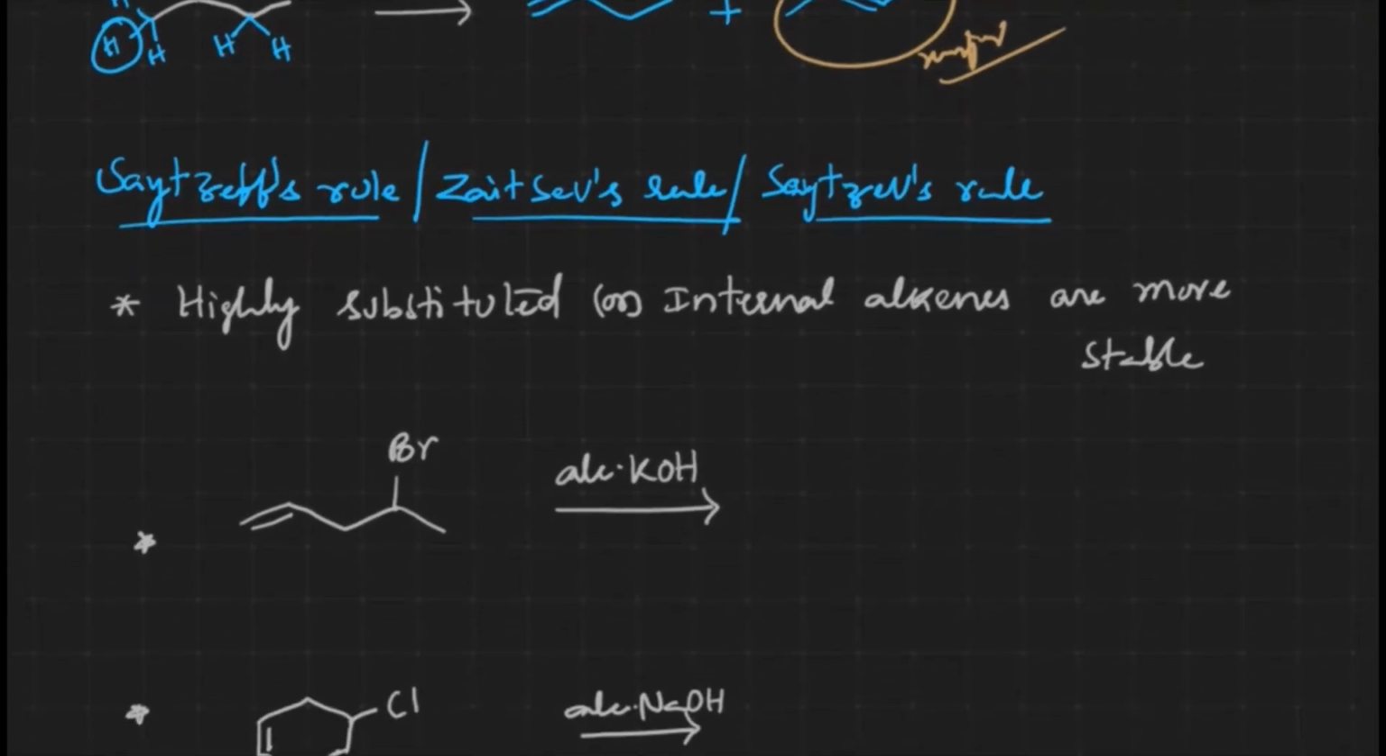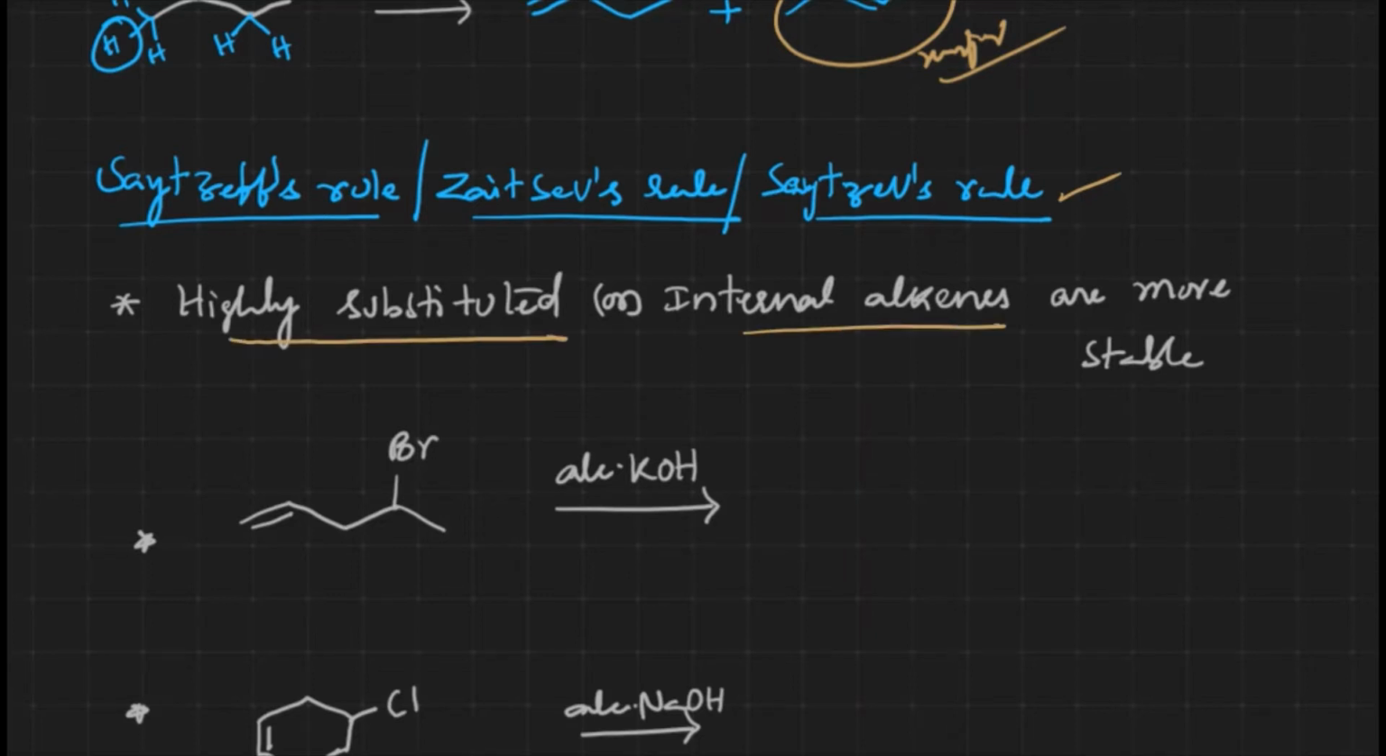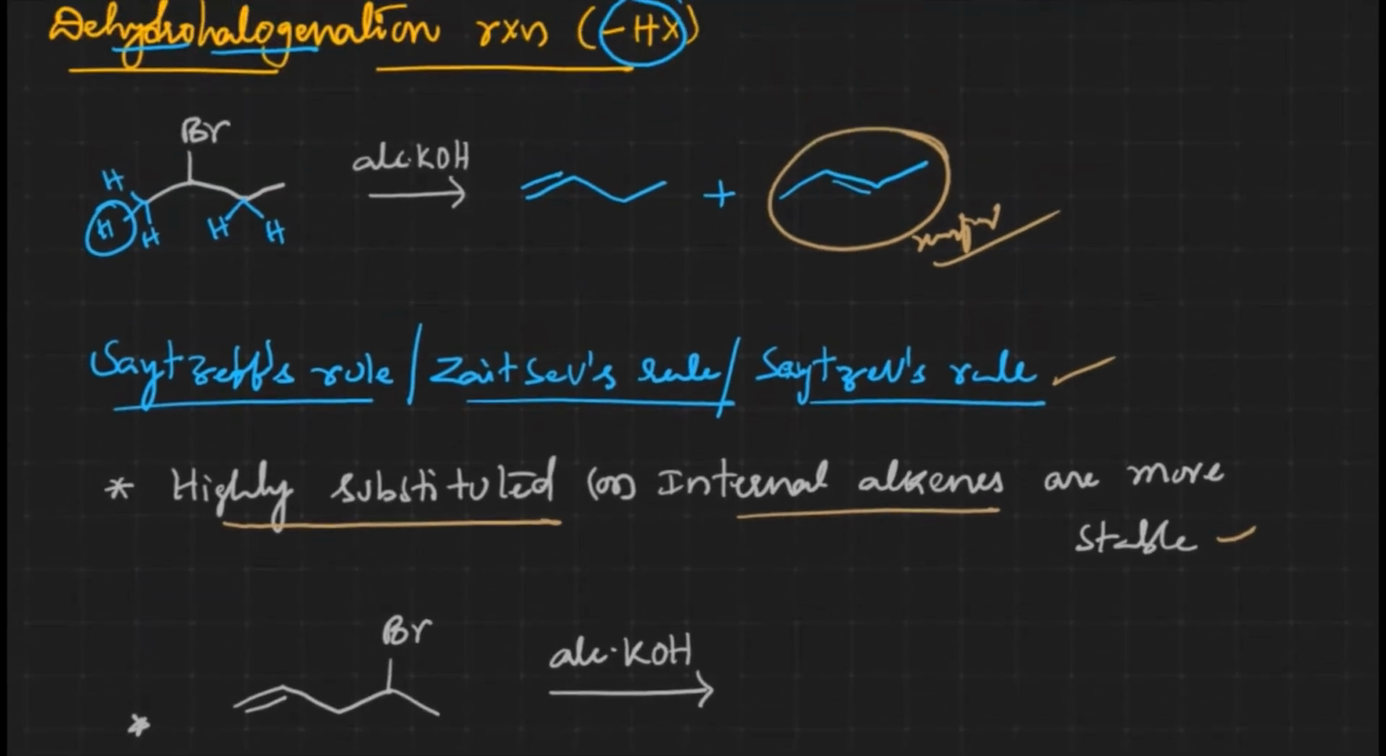Let us see a rule called the Zaitsev rule, or Saytzeff rule. Any of these pronunciations is right for this particular rule. Don't worry about the pronunciation. Let us see the concept involved in the rule. Highly substituted or internal alkenes are more stable. Highly substituted or internal alkenes are more stable.